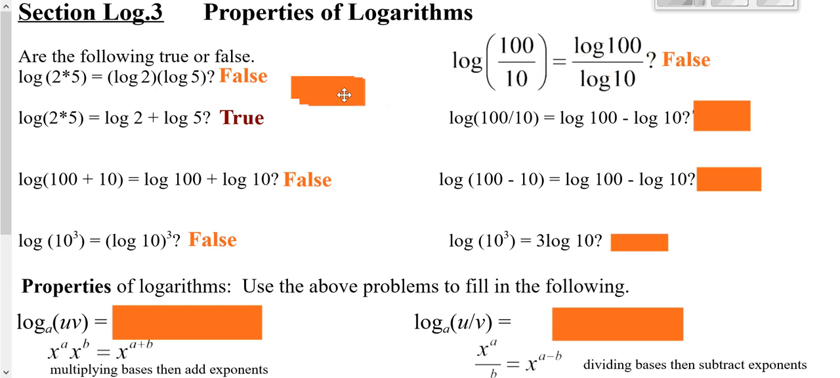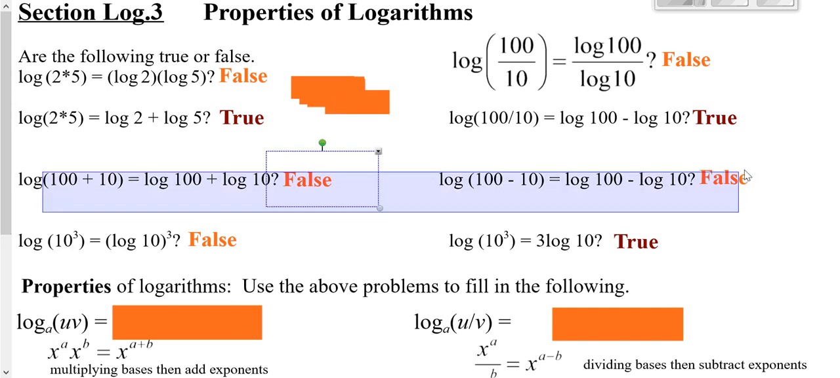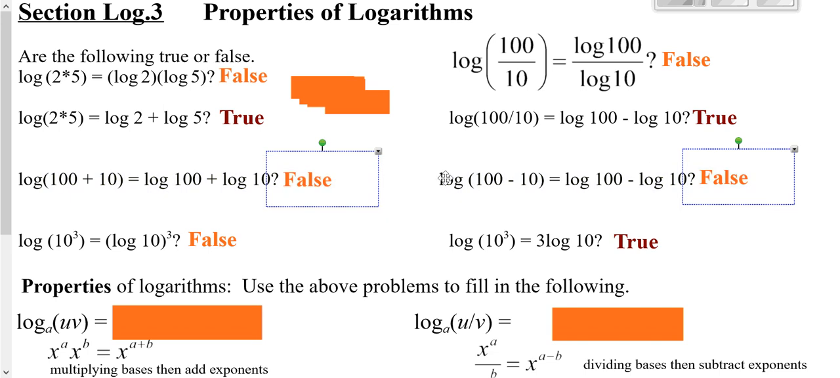This first one is false. The second one here on the right does work. The third one on the right does not work. And the bottom one does work. So for the most part, when we look at these two right here, basically you cannot distribute the log through to what's in the parentheses. That's what we're trying to indicate here, that you cannot do that.